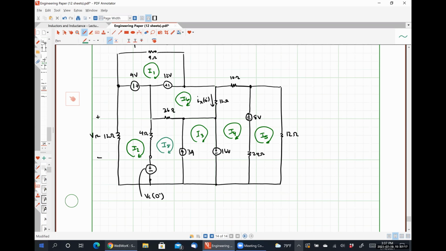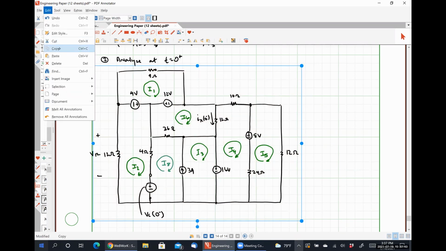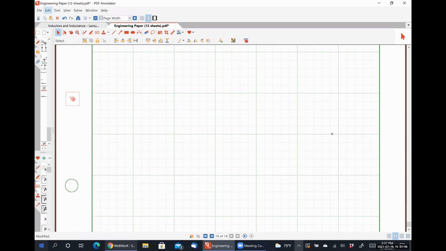So I would just write all my equations for this. Do you guys want me to walk you through that as well? I think I can get it. Yeah. Then at t equals, let me copy this real quick. Do I have enough room left on the page? It looks like I do. Great. Edit, paste.